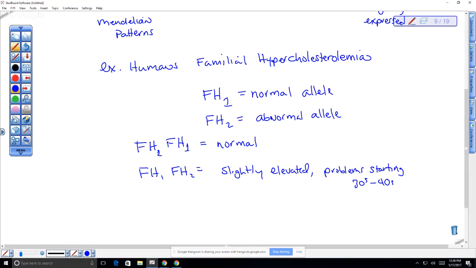So why am I using 1s and 2s instead of just a capital letter and a lowercase letter? Because they have incomplete dominance. So I can't use a capital letter and a lowercase letter because of the incomplete dominance. So I'll just put 1 as a line, 1, 1. And this is 2.